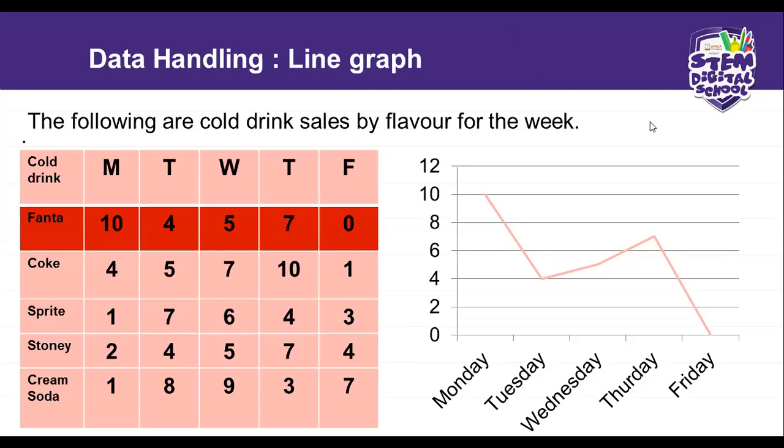All right, while you're thinking about it, I'll explain to you. It tells us that on Monday, 10 cool drinks were sold. On Tuesday, 4 cool drinks were sold. On Wednesday, 5 cool drinks were sold. On Thursday, 7 cool drinks were sold. And on Friday, nothing was sold. But this is not the only thing that you can actually say.